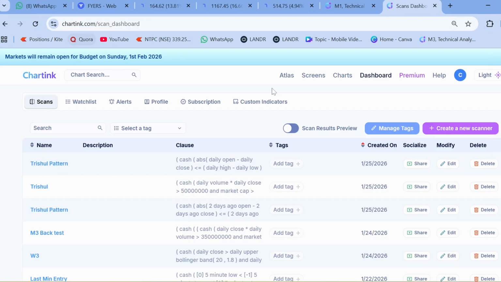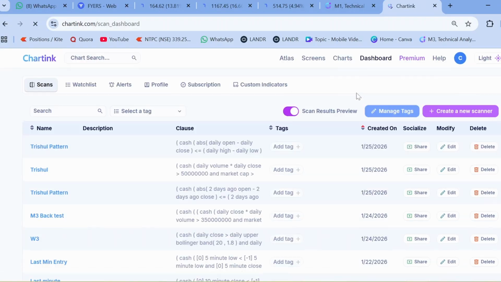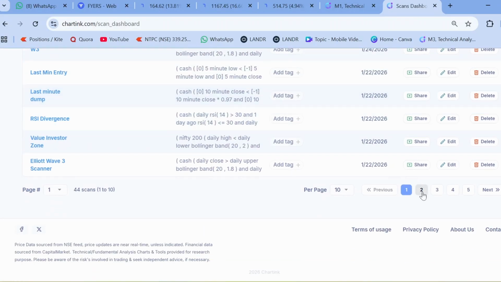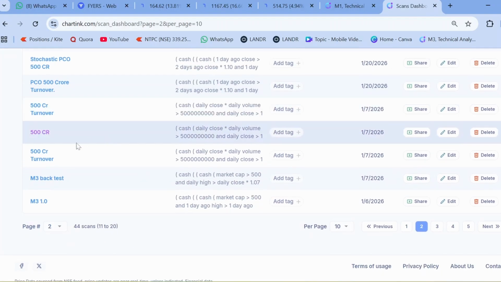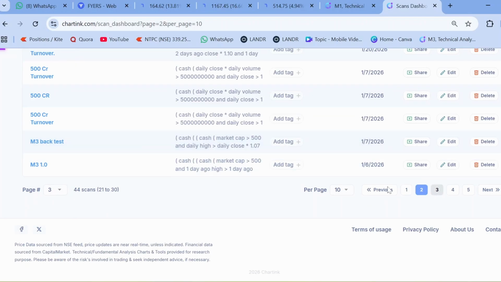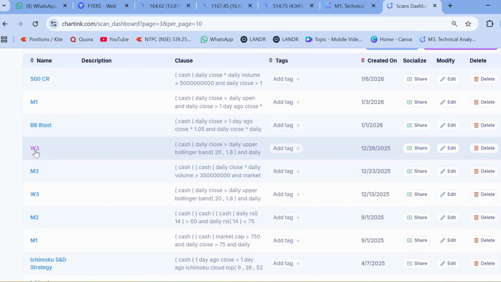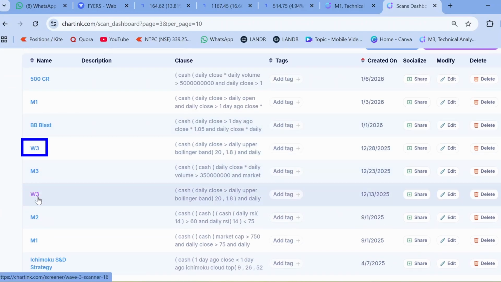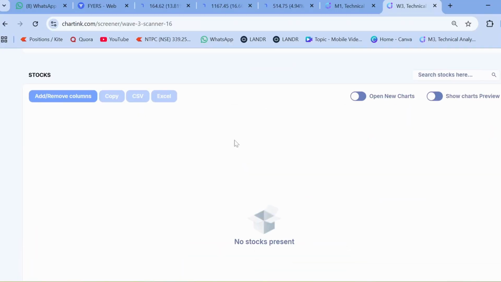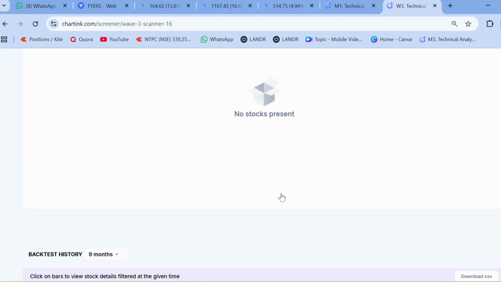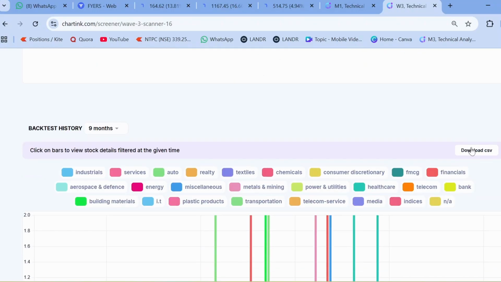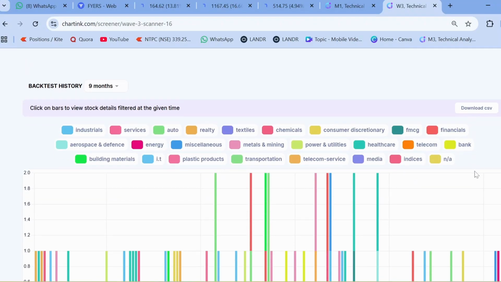I'll go to the charting dashboard and I'll go to the scans. In the scans, if you see, I have built a scanner called wave 3. If you see in the third list, yeah, here it is, W3. W3 means wave 3, I call it. With one single click, the scanner gets executed, and today if any stock meets the wave 3 criteria, the stocks will appear here. And also the best part is we can download the CSV and we can check the last 9 months data, last 1 year, 2 years, we can check the data.